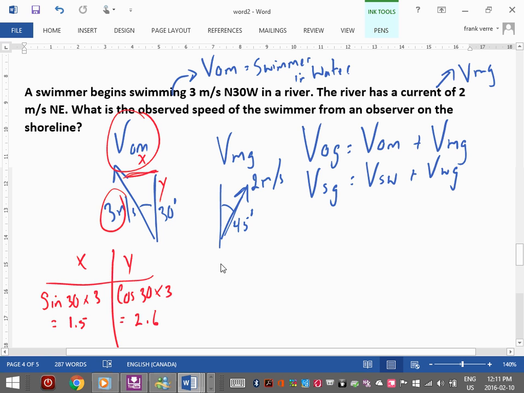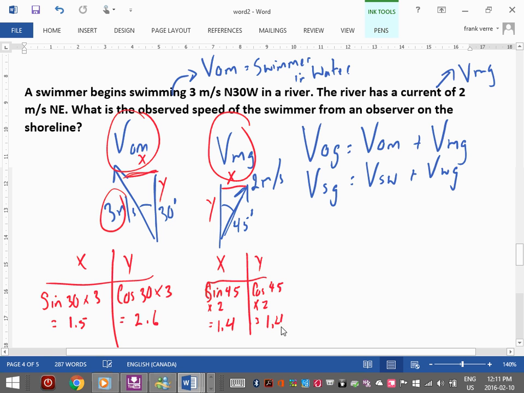Okay. Now we can do the same thing on this side. We can look at the x and y for the medium, which is the water relative to the ground. We did the exact same thing. So here's my x component. Here's my y component. So it's 45 degrees, so the answer will be the same for both. So x is sine 45 times 2. Y is cosine 45 times 2. So I believe that's about 1.4, right?